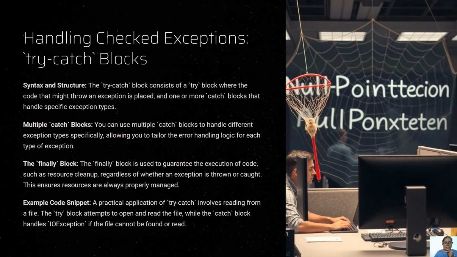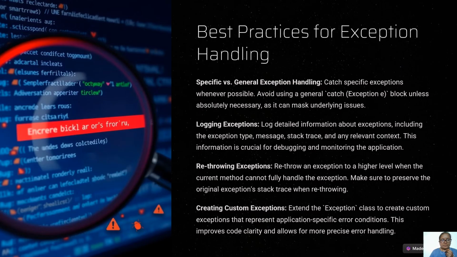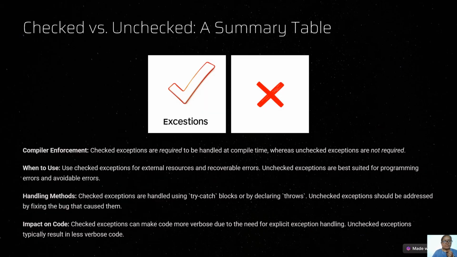Example code snippet: a practical application of a try block involves reading a file. The try block attempts to open and read the file, while the catch block handles IOException if the file cannot be found or read. The best practices for exception handling: general exception handling or specific? Catch specific exceptions wherever possible. Avoid using a general catch like an Exception block unless absolutely necessary.